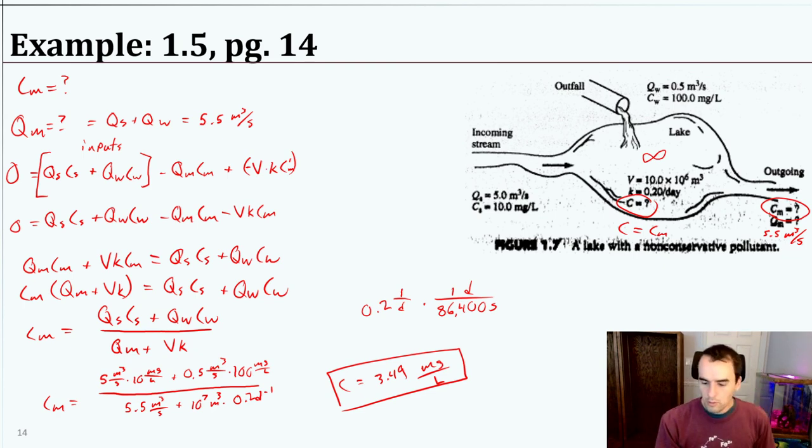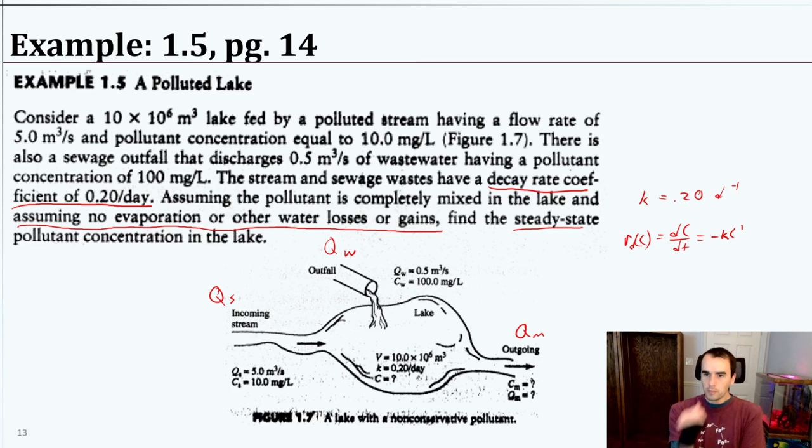Okay, so how do we know it's a CSTR, not a PFR problem? It's a good question. So let's go back and read it again. We see there's a lake fed by a polluted stream, flow rate, there is a sewage outfall, pollutant discharge. It says, assuming the pollutant is completely mixed in the lake, that's what tips us off. The pollutant is completely mixed in the lake. So that tells us it cannot be a plug flow because whatever pollutant is here is also mixed with whatever is here, right? That complete mixing means that we're not following any sort of snake-like pattern or anything.